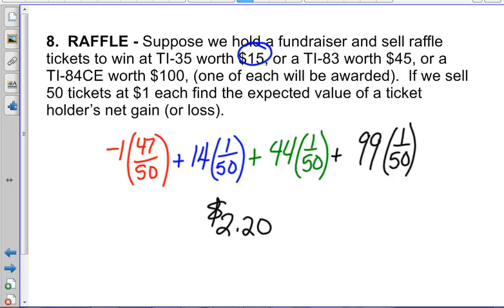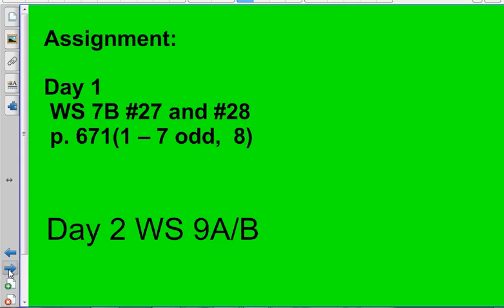If I changed this all to, what would it be? 797 out of 800, and 1/800th, and 1/800th, and 1/800th. Then you'd lose money, right? You're expected to lose money because the probability of you winning is so small, and even what you win is not much.